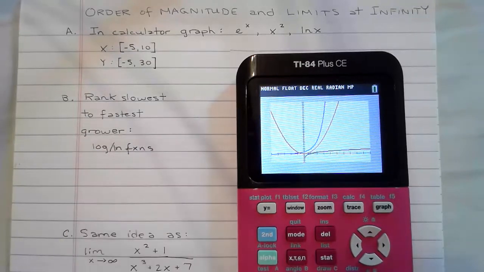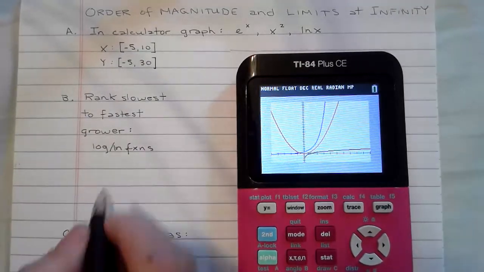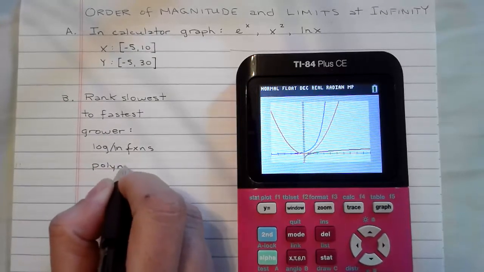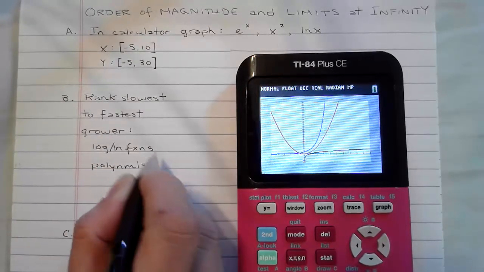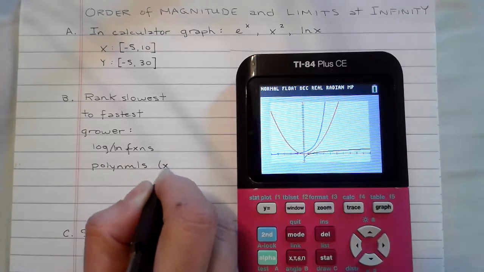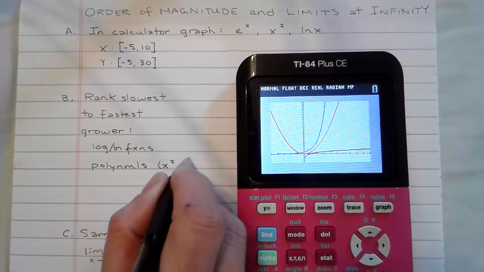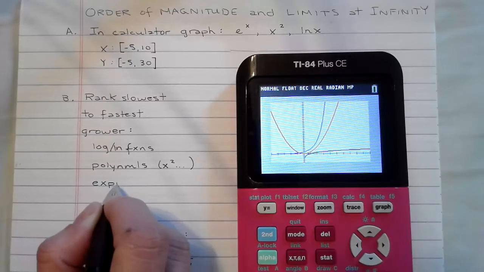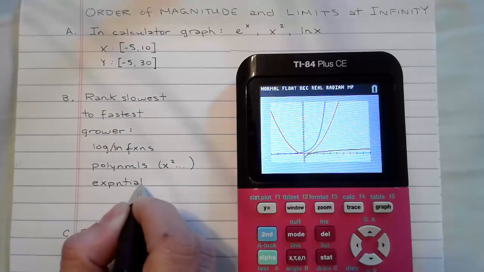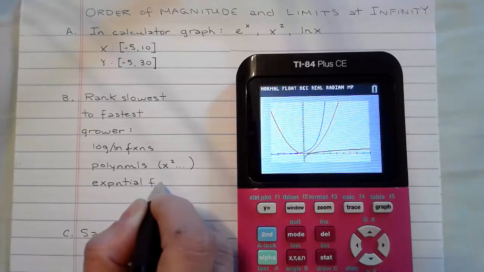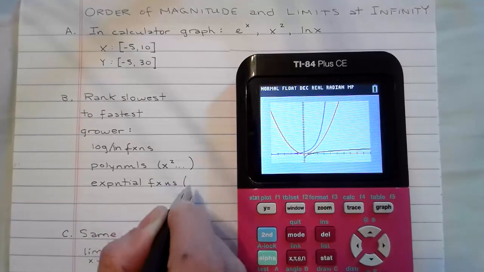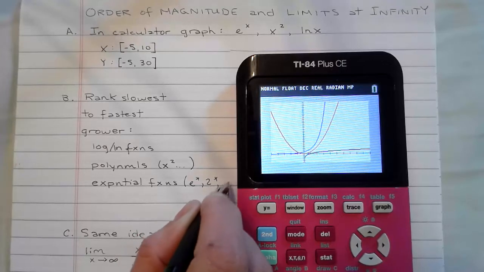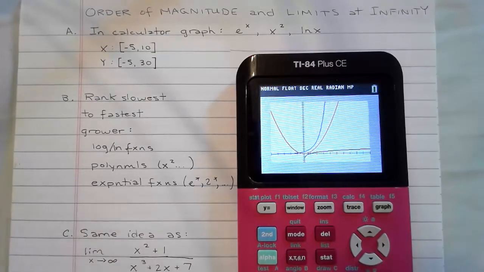And that is actually true that all log functions, log and natural log functions, are slow growers. And then the next are the polynomial functions, and that's your x squared, x to the third, so on and so forth. And then our exponential functions are our fastest growers, like e to the x, 2 to the x, et cetera.